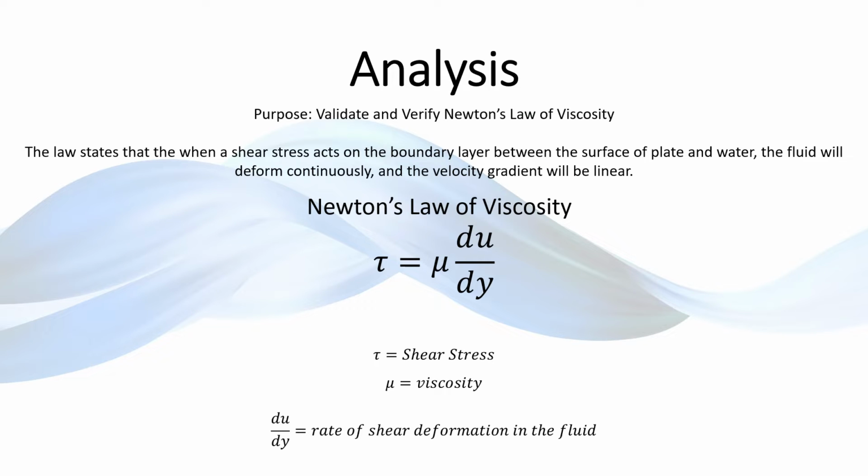The intention of this experiment was to validate and verify Newton's law of viscosity. To reiterate, Newton's law of viscosity is a relationship between the shear stress, viscosity of a fluid, and the velocity gradient. The shear stress occurs at the boundary layer in a Newtonian fluid and acts contrary to the force being applied to it. The fluid will deform continuously, and the plate where the force is acting will travel with the same velocity as the fluid.